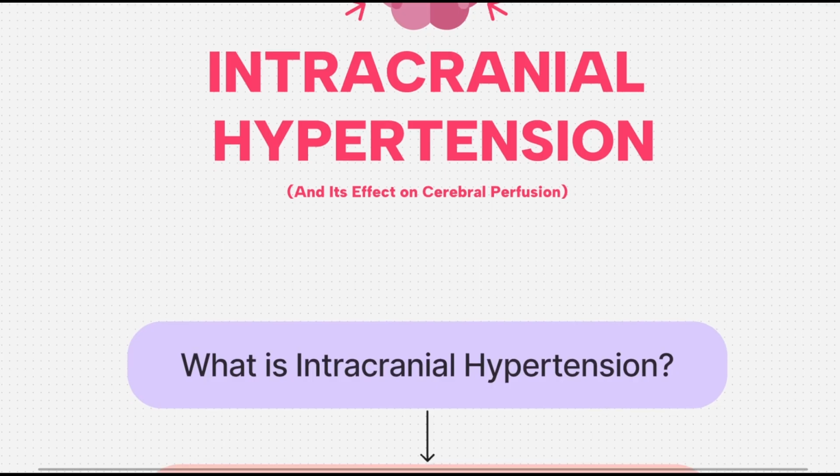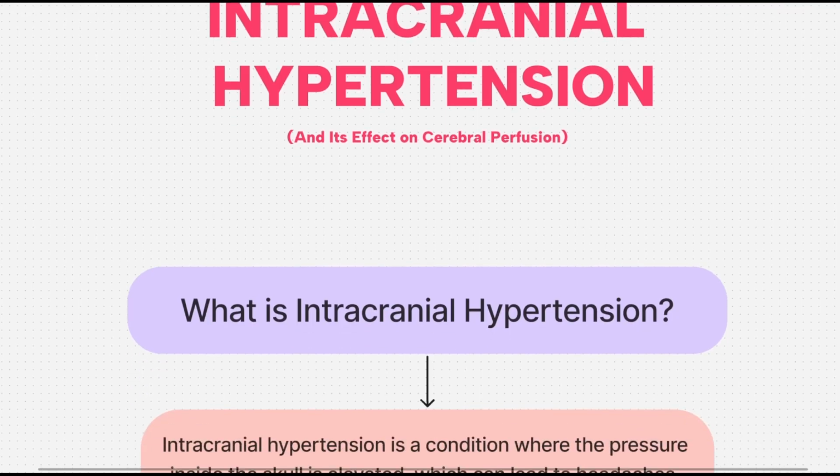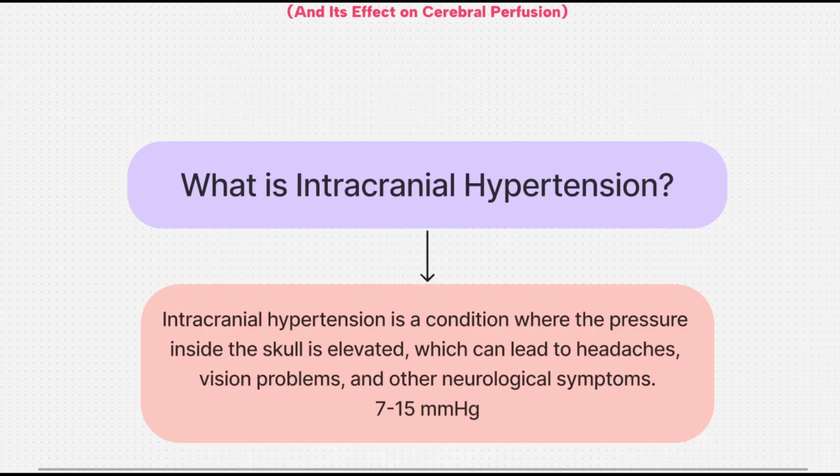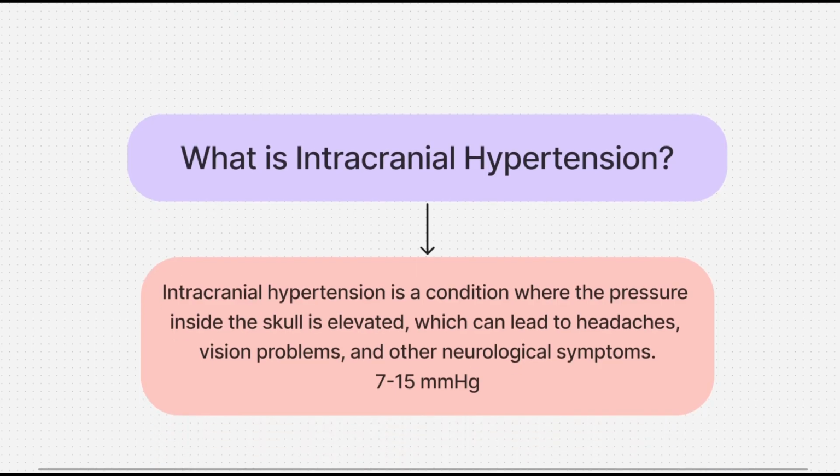So first of all, we want to know what intracranial hypertension is. Well, intracranial hypertension is a condition where the pressure inside the skull is elevated, which can lead to headaches, vision problems, and other neurological symptoms. Now, this number here, 7 to 15 millimeters of mercury, this is the pressure. This is the intracranial pressure. So the normal range for intracranial pressure is 7 to 15 in adults.